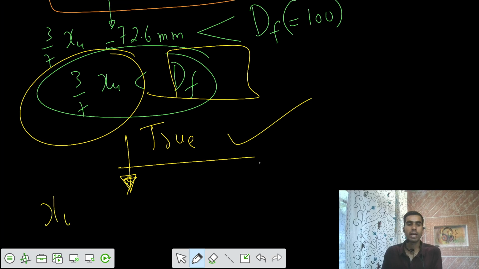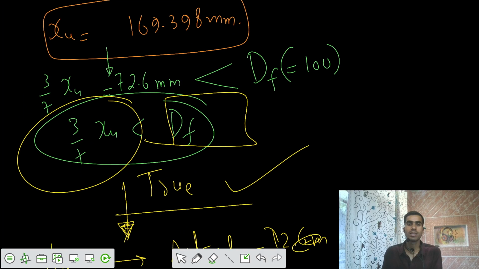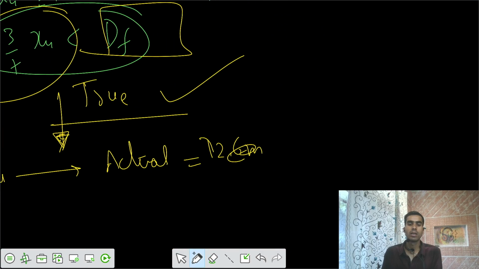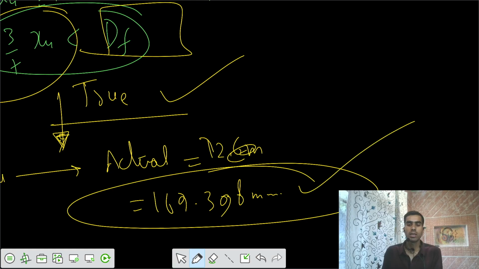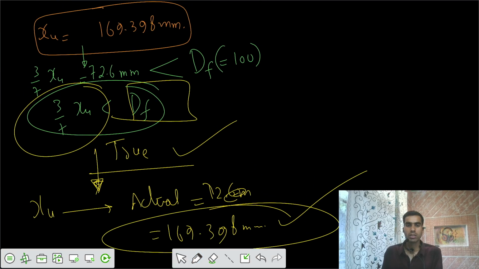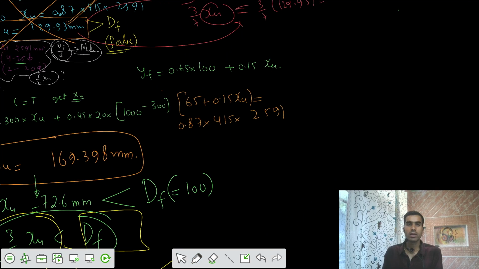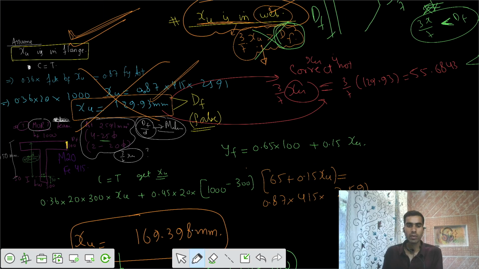So the actual value of XU corresponds to 72.6 millimeters for 3/7 of XU, corresponding to 169.398 millimeters. That's your actual value of the neutral axis. What was the use of that first value of XU? This was not the correct value of XU. 129 is not the actual; 169 is the actual value of the neutral axis.